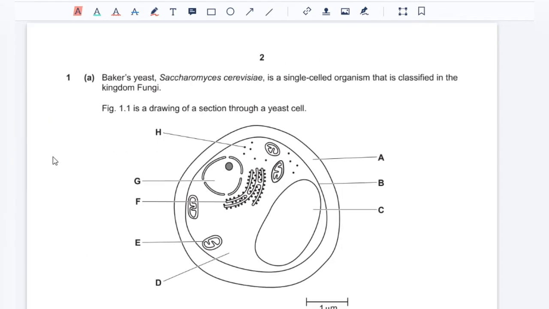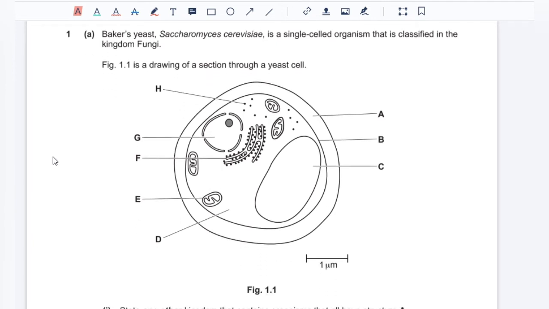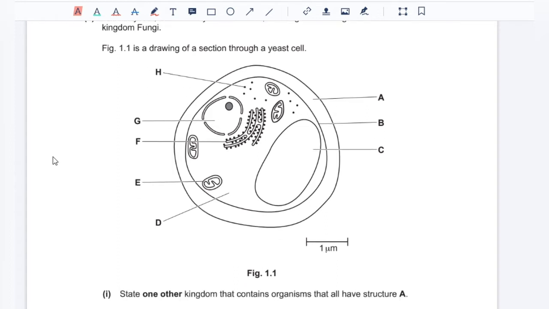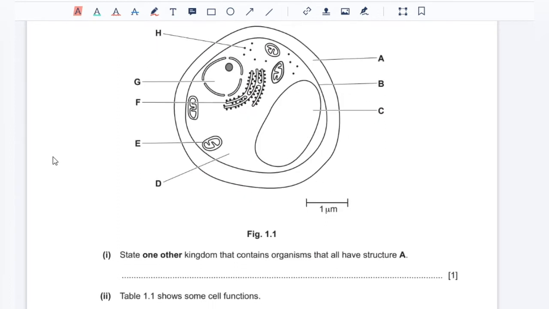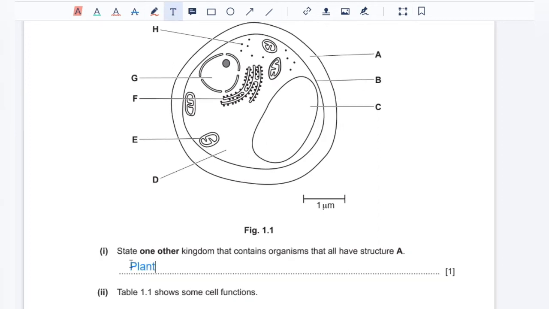1a. Baker's yeast Saccharomyces cerevisiae is a single-celled organism that is classified in the kingdom fungi, and figure 1.1 is a diagram of a section through a yeast cell. State one other kingdom that contains organisms that all have the same structures. A kingdom that also has a cell wall, as you can see over here. Plants, as plant cells also have a cell wall, mitochondria, and other organelles which are present in here.